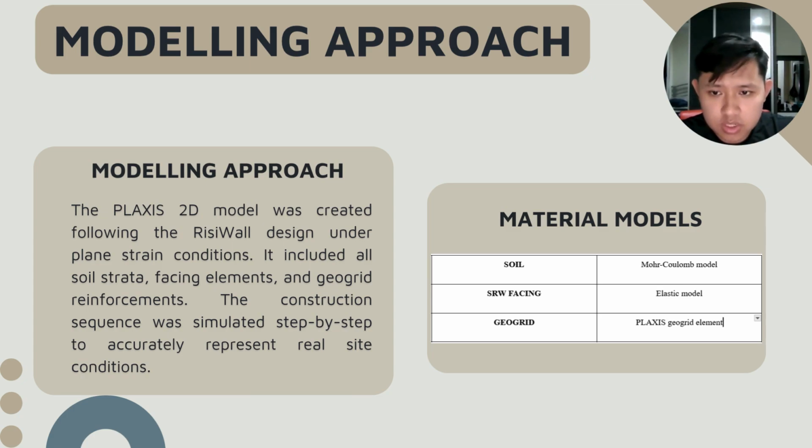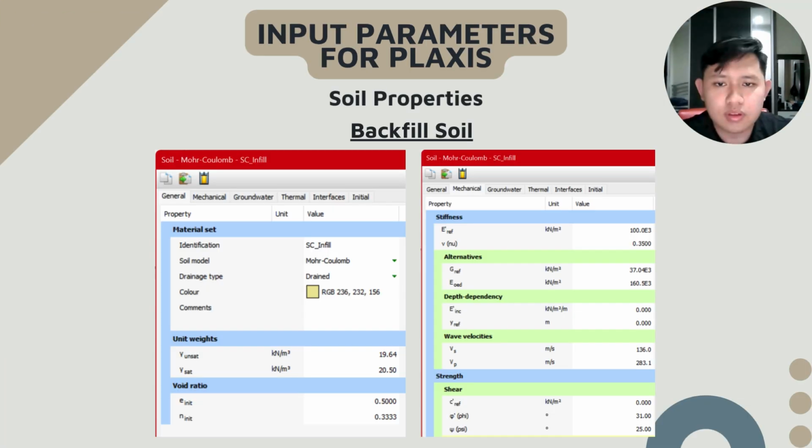Present the modeling approach for our model. So for the modeling approach, we use a PLAXIS 2D model created following the RisiWall design under plane strain conditions. It included all soil strata, facing elements, and geogrid reinforcements. The construction sequence was simulated step by step to accurately represent real site conditions. For the material models, soil is Mohr-Coulomb model, SRW facing is elastic model, and the geogrid is PLAXIS geogrid element. So next is the input parameters for PLAXIS.